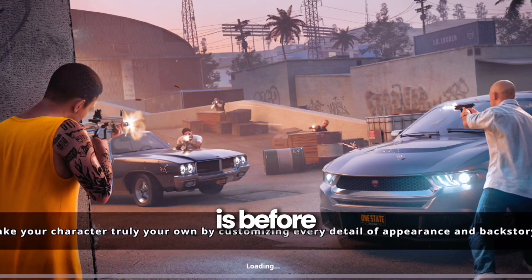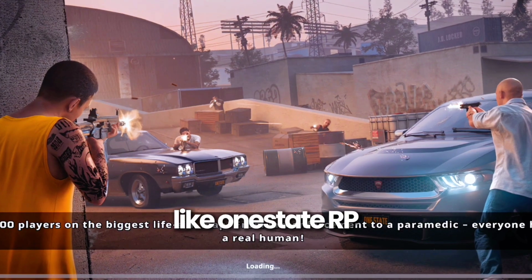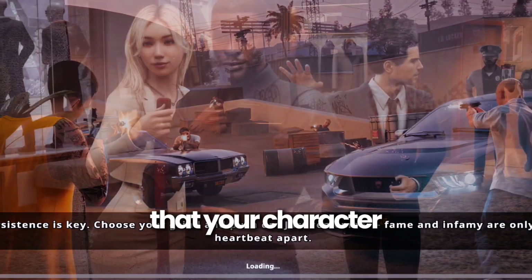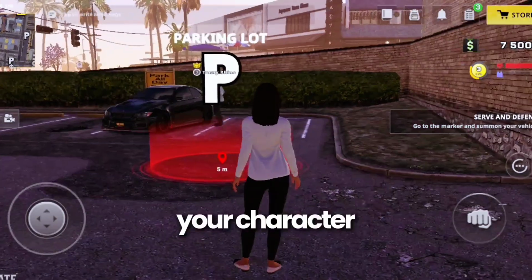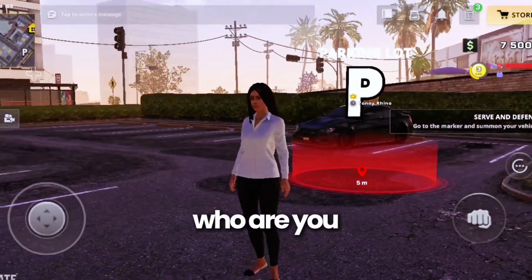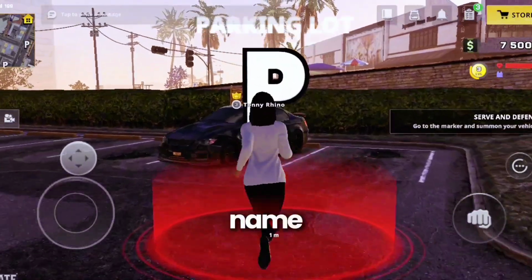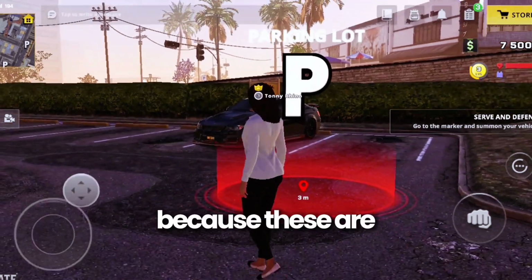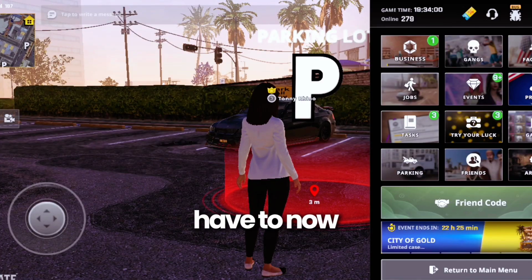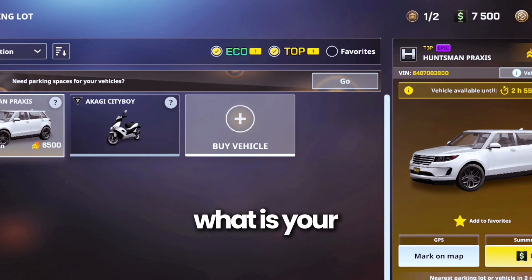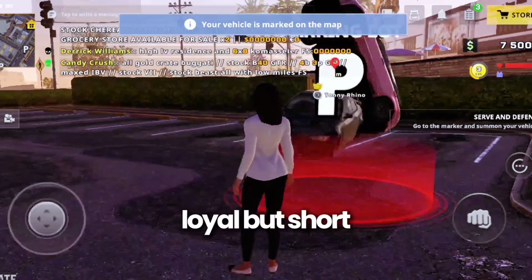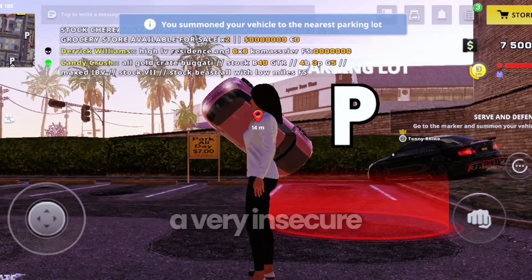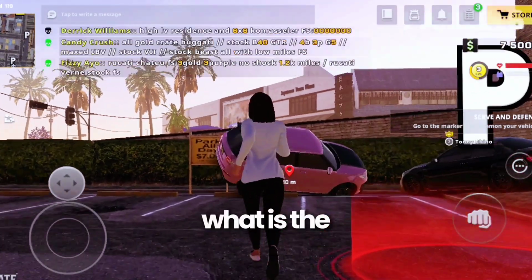Another thing is, before you start playing a role play game like Onestate RP, your character is very, very important. Your character is not just a character, your character is you. Who are you? What is your name? What is your attitude to other people? What is your job? What do you do? Because these are the first things that people would see. And then you have to go back down and start thinking about your personality. How is this person? Is this person loyal but short-tempered? Is this person hardworking? Is this person confident? Is this person a very insecure person? What does this person fear?